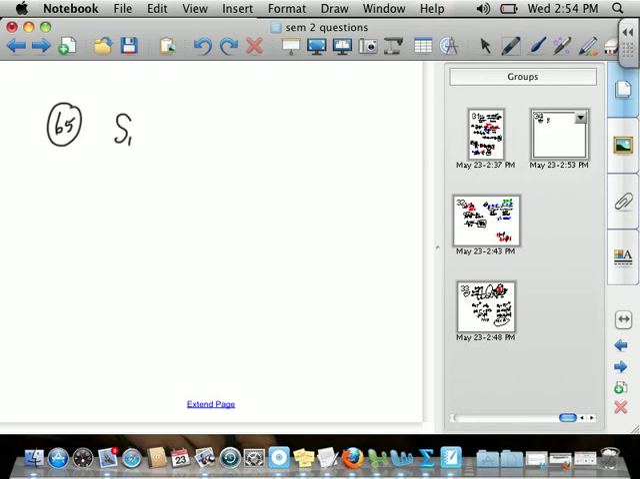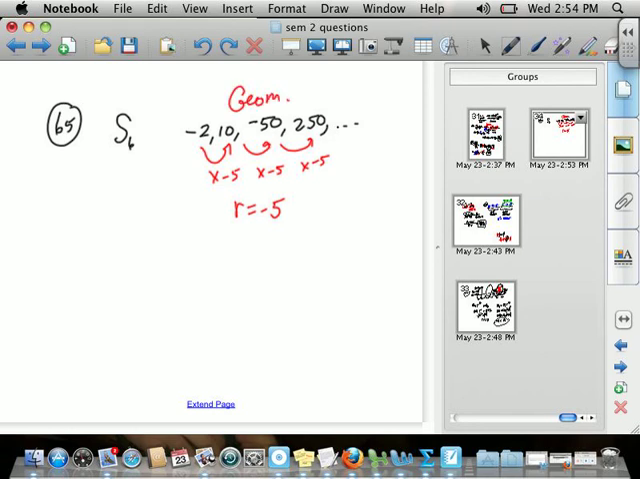All right, it says find S sub 6 for the sequence -2, 10, -50, 250, etc. Okay, so first of all, I notice that this sequence, each time I'm always multiplying by -5, right? So that's my common ratio, -5. So it's a geometric sequence. So when you see S6, that means the sum of the first 6 terms.